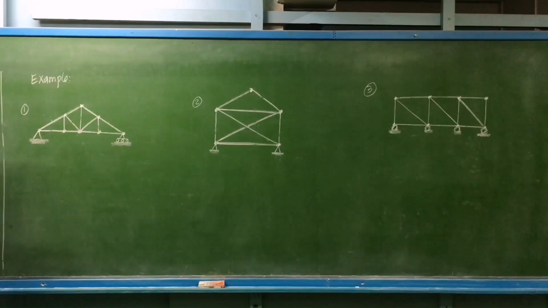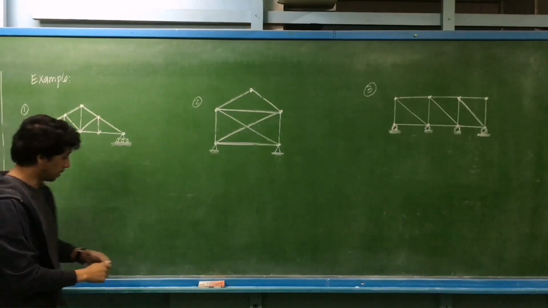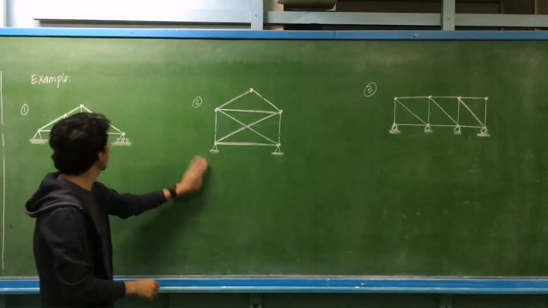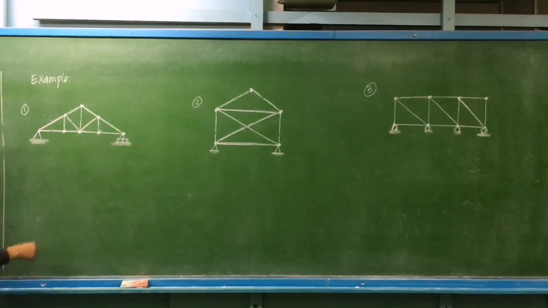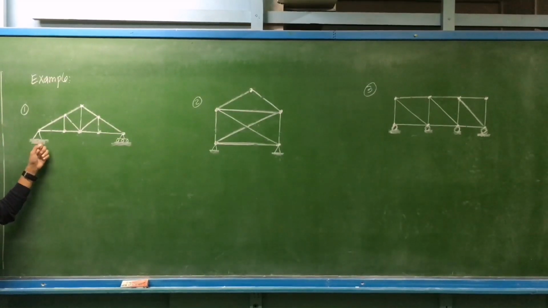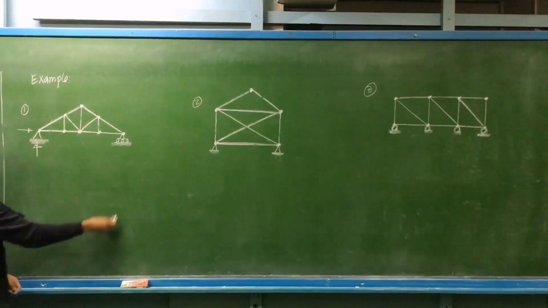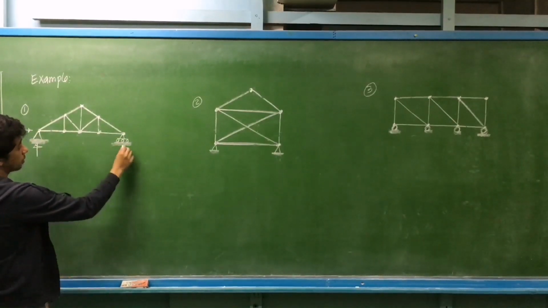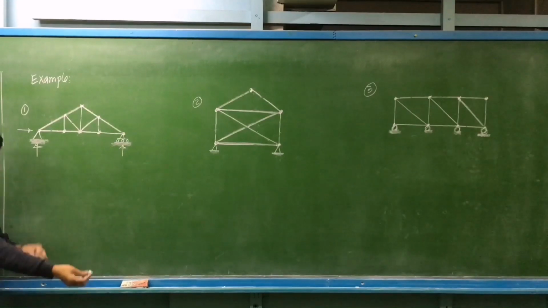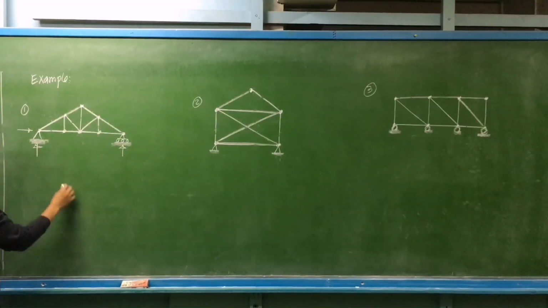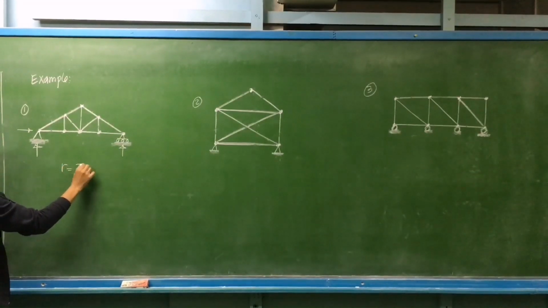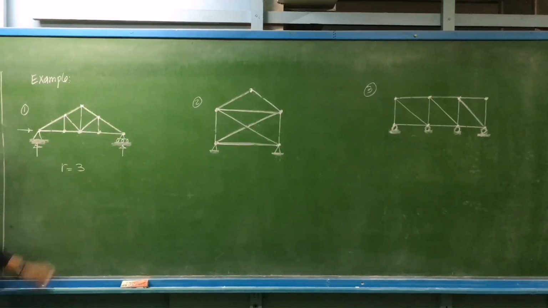Next example for the stability and determinacy of trusses. For example, we have the first one. On the left side, we have a hinge support, so we have horizontal and vertical. Again, this is a roller, so this is one support reaction. So the number of external support reactions is 3.